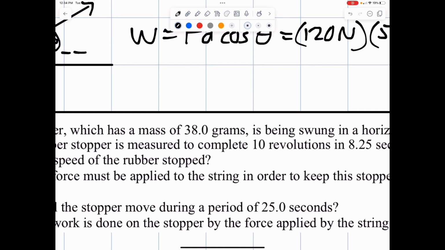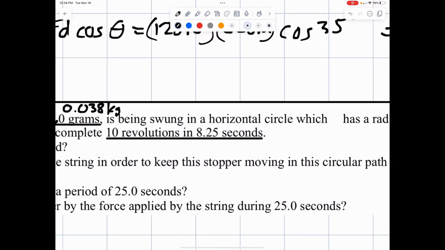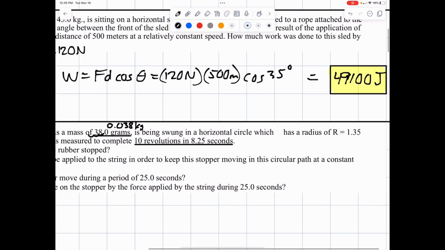Number 1, we're given a mass in grams, so we got to convert that. So that's going to be 0.038 kilograms. Remember, the decimal has to go 3 to the left. Secondly, we have 10 revolutions in 8.25 seconds.